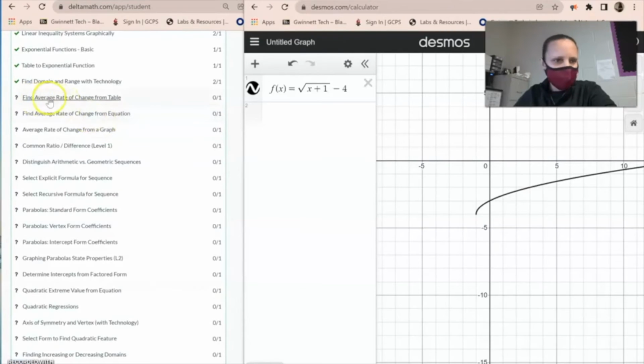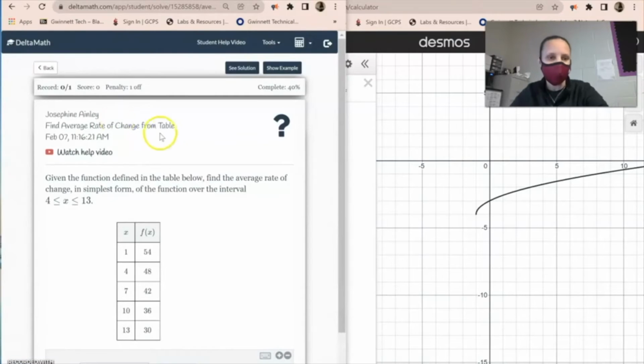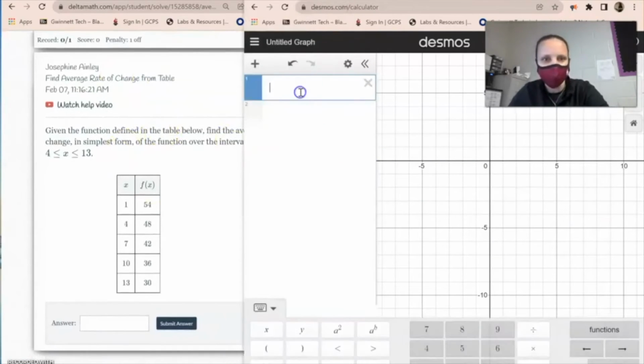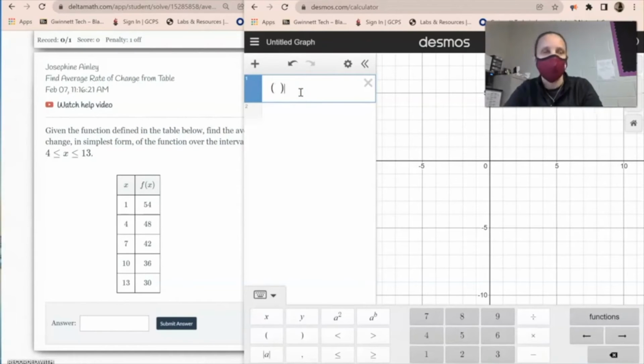All right, so we're going to take a look at finding average rate of change from a table, equation, and a graph. And really, if you can do one, you can do all. All right, the table is easy. So remember, average rate of change, you need a box. So in my case, you're going to do parentheses.